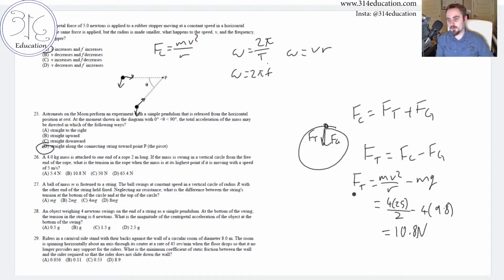A lot of people will probably think 50 because they'll think force of tension is equal to the centripetal force. But the centripetal force is the net force pointing in the radial direction. So we have to factor out that the gravity force is taking the majority of the centripetal. It's doing most of the work. It's contributing 39 of the 50 newtons. And so only 10.8 is being contributed by the actual rope, which is good. That means you can spin it faster with a weaker rope and it will still help.